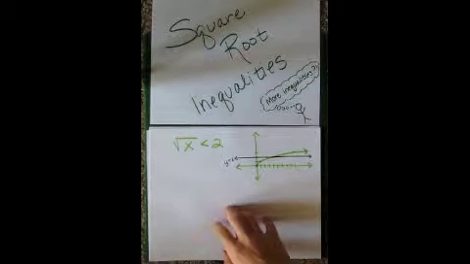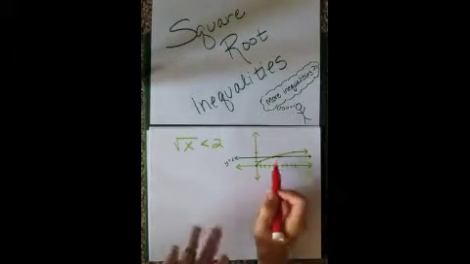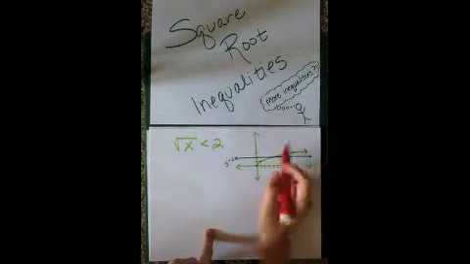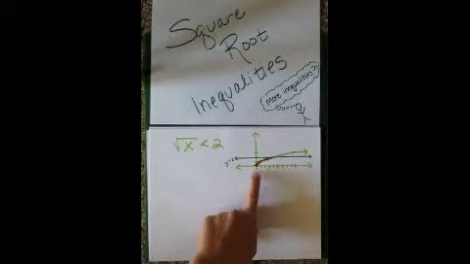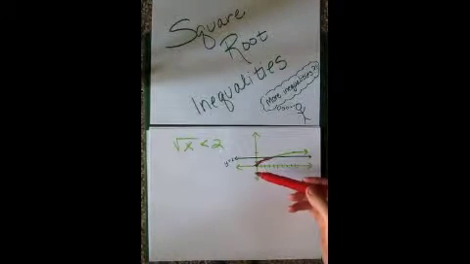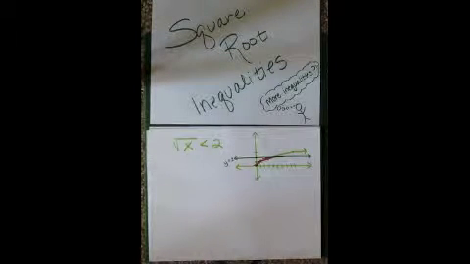But I'm not looking at where they're equal. I'm looking at where is the square root of x less than 2. So where is it less than is all of that space on this graph that's below this line. So it's all of this. And it stops here. Why does it stop there? Because the graph of square root of x stops there. And you can only go as far as your domain will allow.